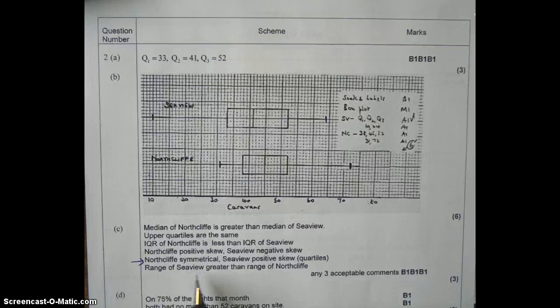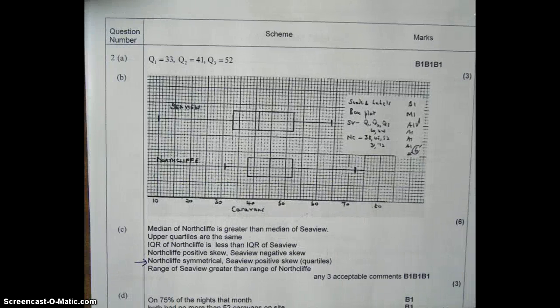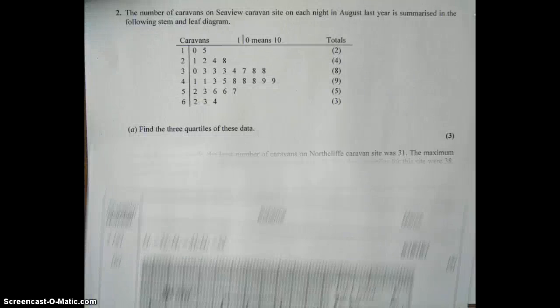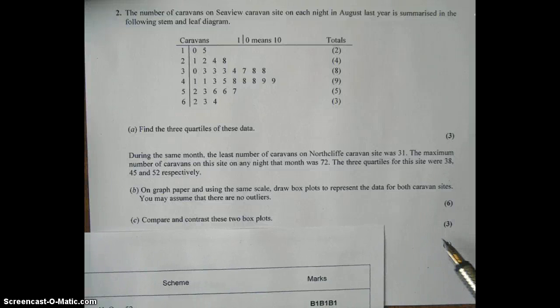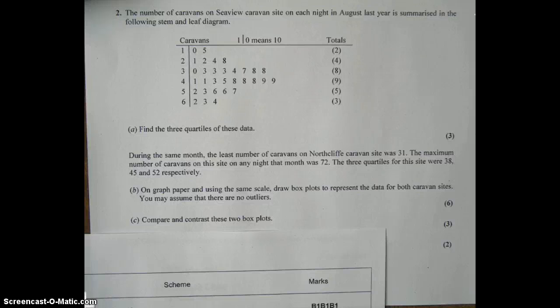And the range of Seaview is greater than the range of Northcliffe. So the range of Seaview is this, and that's the range of Northcliffe. So 3 marks, 1 for any of those. If the question has a compare and contrast and they give you a certain number of marks, that's normally how many statements they're looking for. So if it's 3 marks, try and mention 3 different things in your answer.